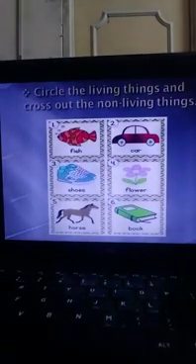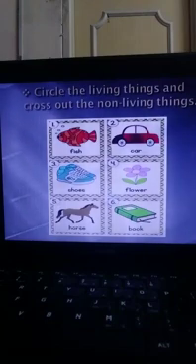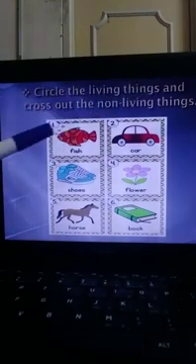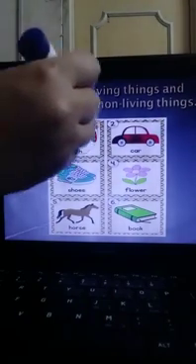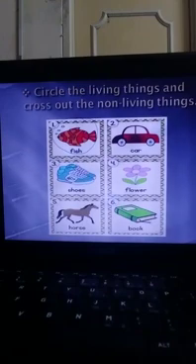So now I will do a small exercise in front of you. Read the instruction with me: circle the living things and cross out the non-living things. So what I will have to do is circle the living things and cross out the non-living things. In number 1 there is a fish. Fish is a living thing because fish can eat, fish can grow, it breathes in and breathes out, and it needs water, food and air to stay alive.